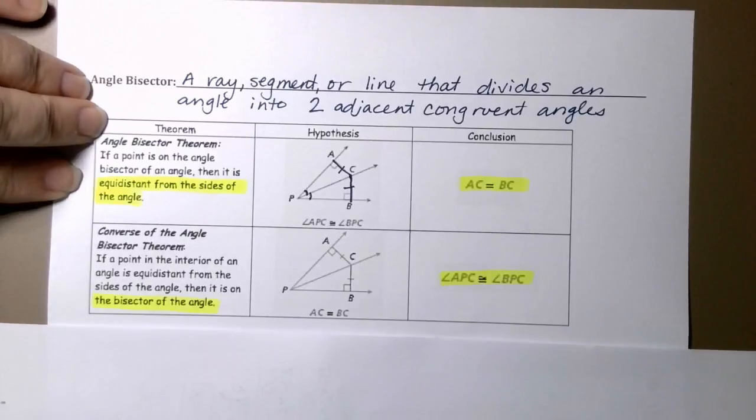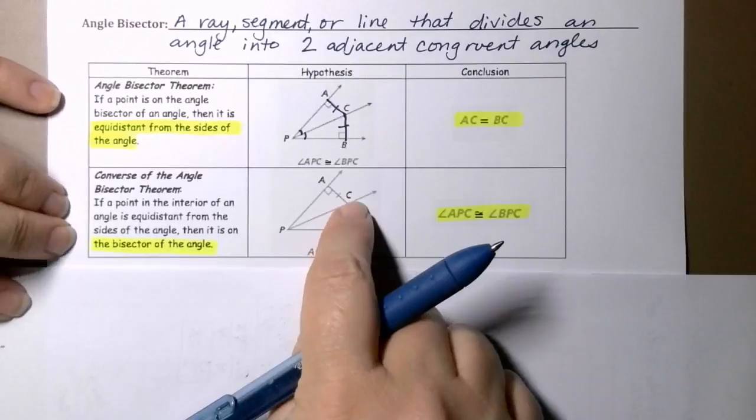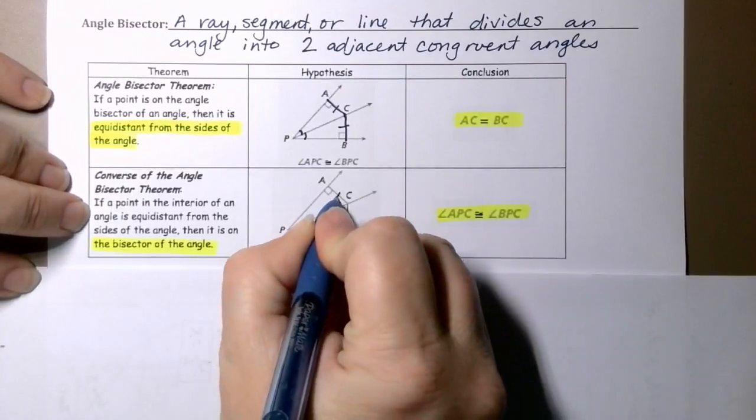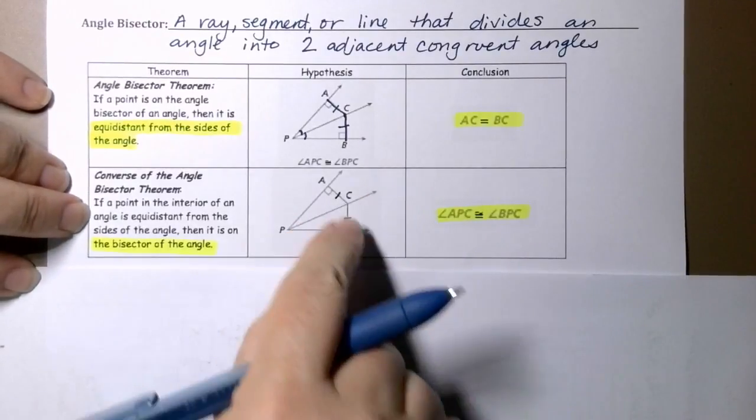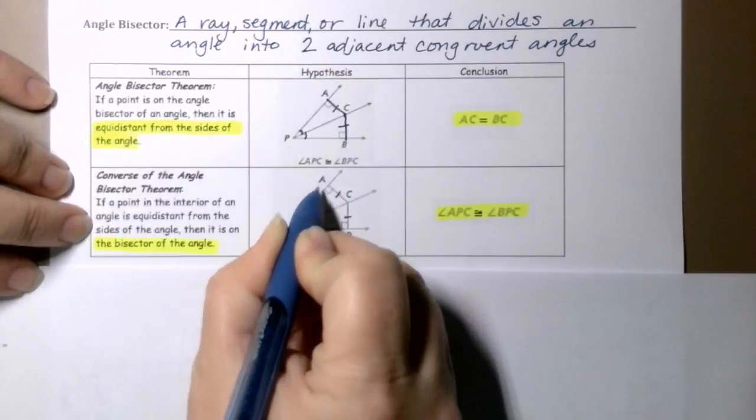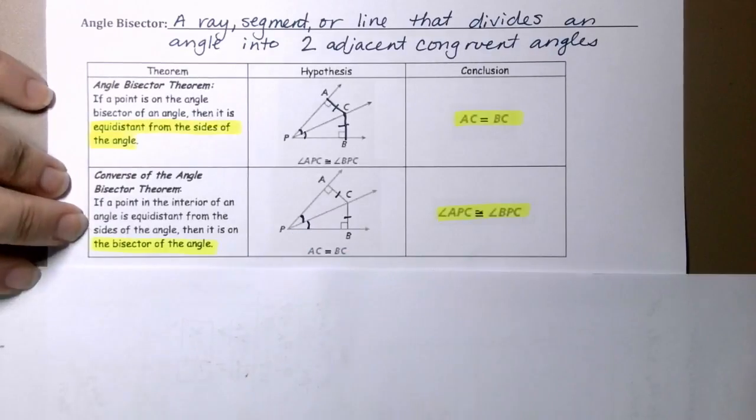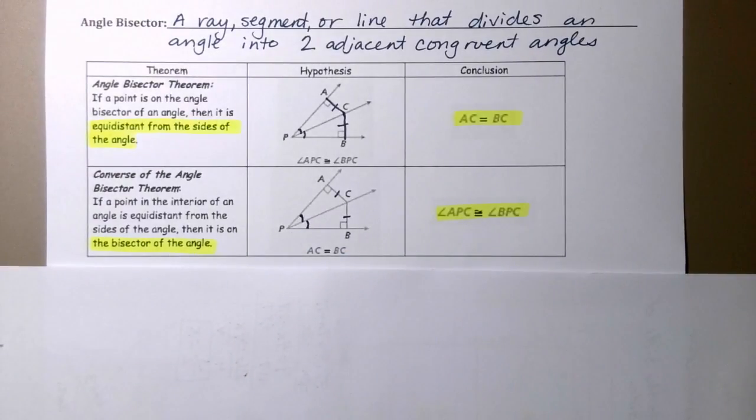Okay. The converse says if a point is on the interior of an angle and it's equidistant from both sides, then it's on the bisector. So I can conclude then that angle APC is congruent to angle CPB, or BPC, sorry.